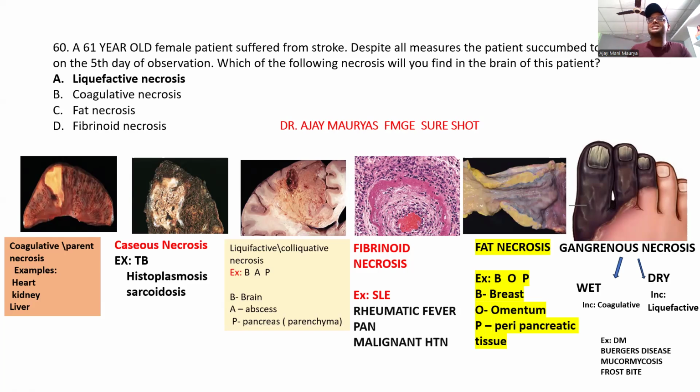Then gangrenous necrosis. We have two types, wet and dry. In wet there is a chance of coagulative necrosis, and in dry there is a chance of liquefactive necrosis. Examples are diabetes mellitus, Buerger disease, mucormycosis, and frostbite.